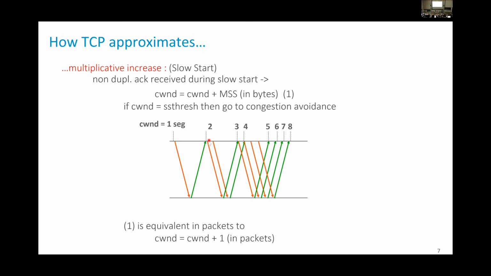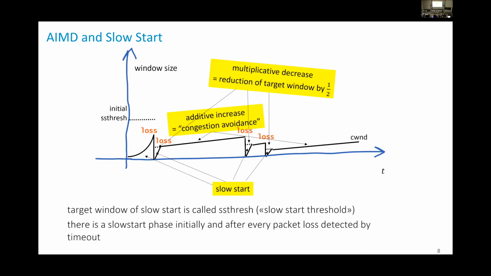We see after receiving 1, the window becomes 2. After receiving those 2 acknowledgements, the window becomes 4. So this is truly an exponential multiplicative increase, not for every round trip time, but for every time it takes to send and acknowledge a full window. So this is very close to the multiplicative increase, and this is how TCP does its slow start.